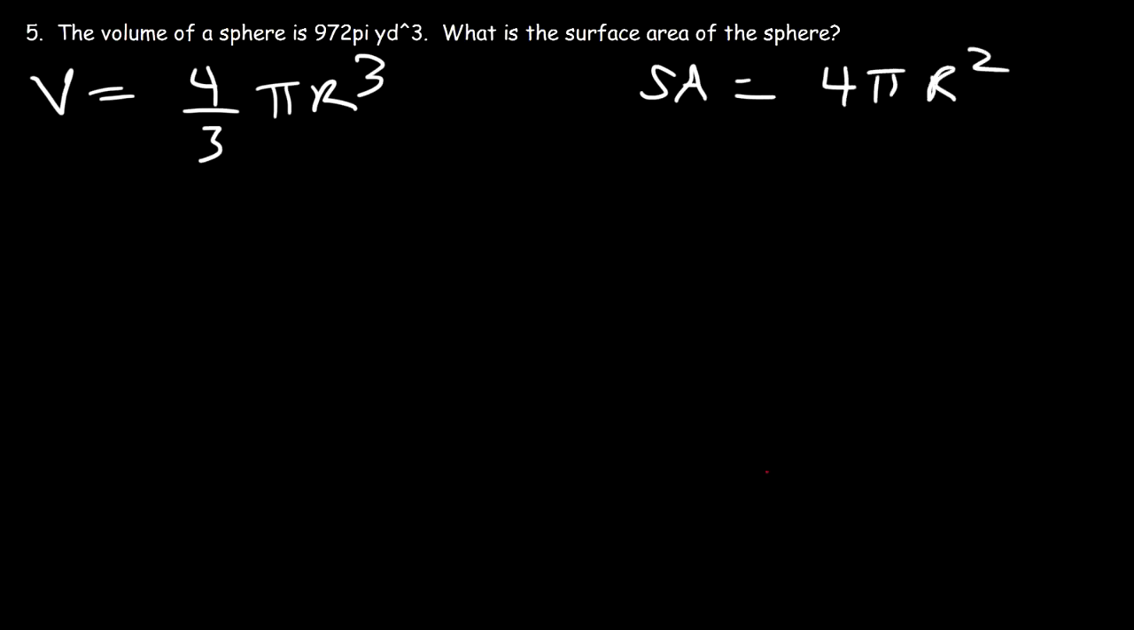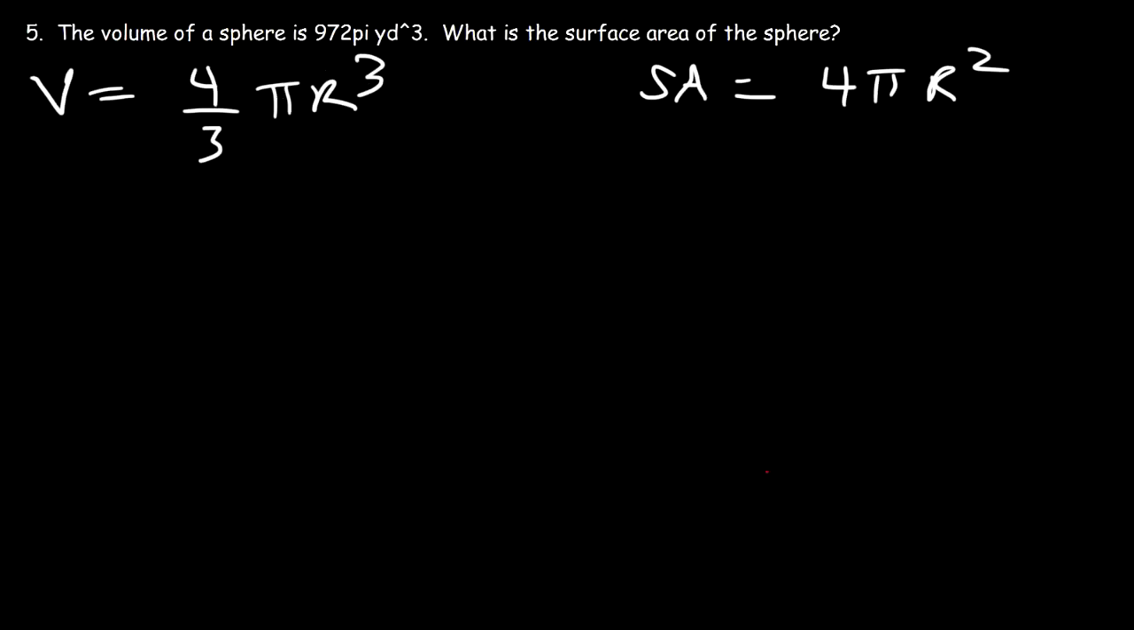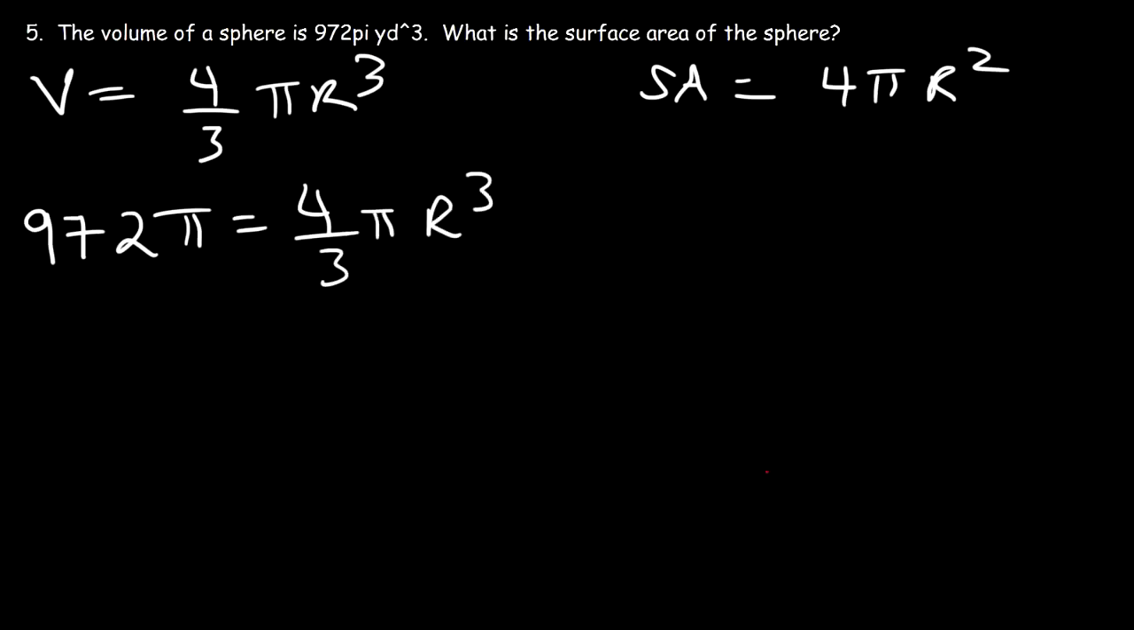We have the volume already. We need to use the first equation to find r. Once we could find r, we could plug it into the second equation to get the surface area. So let's work with the first equation. So V is 972 pi. So the first thing that we need to do is cancel pi, since it's on both sides. Now what do you think we need to do next? What's our next step?